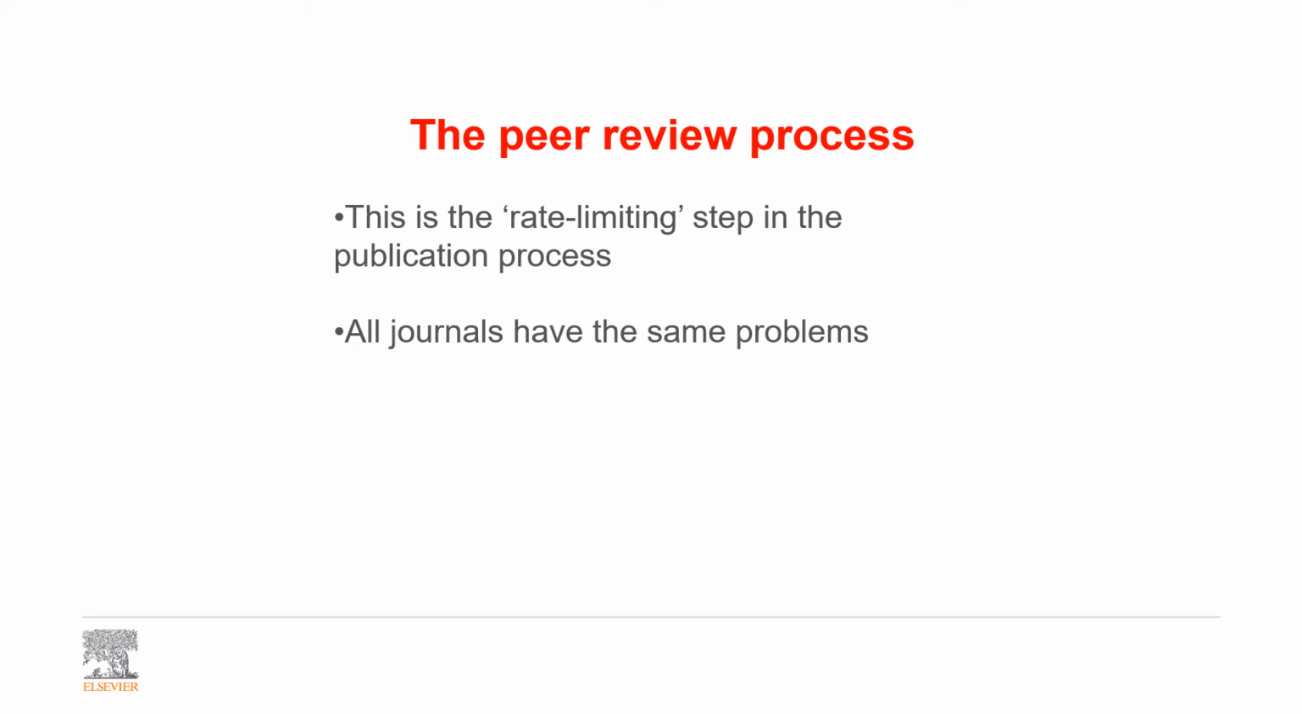So all journals have the same problems. There isn't a single journal that doesn't. If you ever see a journal, this is more advice for an author rather than an editor, saying they have a rapid peer review system, then they are telling lies. It's simply impossible. You can't get around the peer reviewing system. It's very difficult to speed it up.